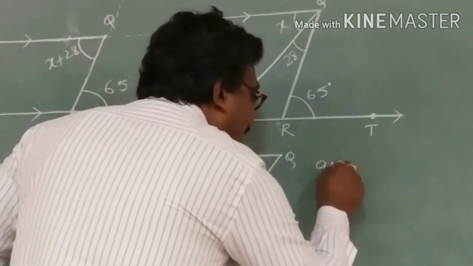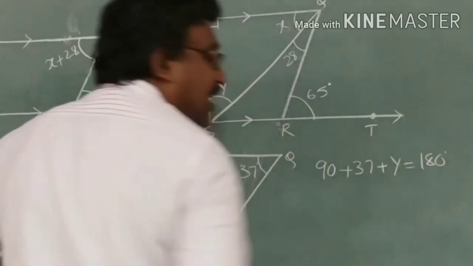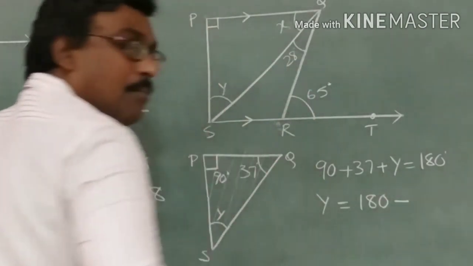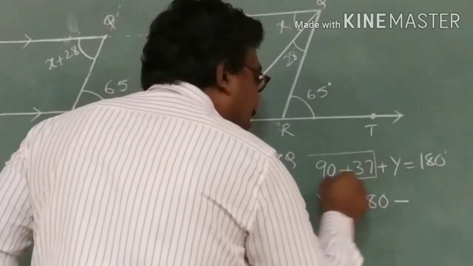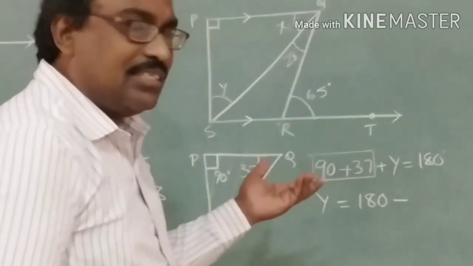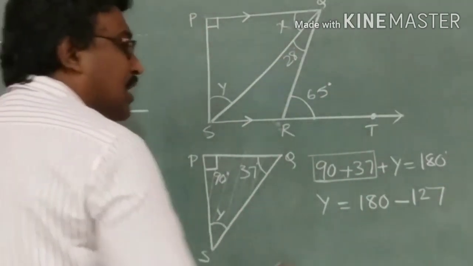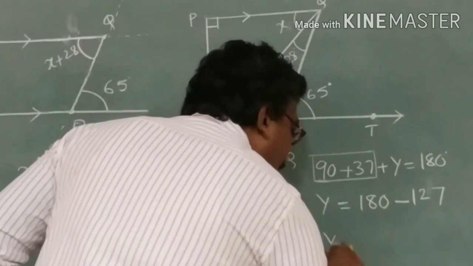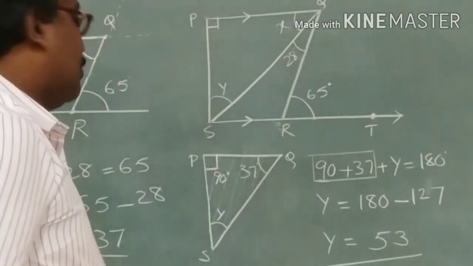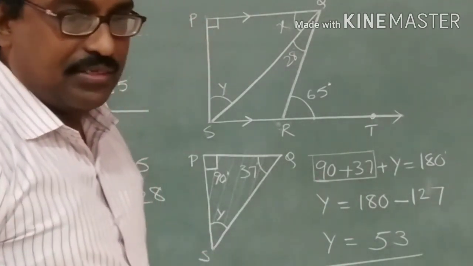So now I can write 90 plus 37 plus y is equal to 180 degrees. Now I want y, which is equal to 180 minus 127, because 90 plus 37 is addition; transfer to that side it becomes minus, because it's a linear equation. So y is equal to 53 degrees. So the x value is 37 degrees, the y value is 53 degrees.